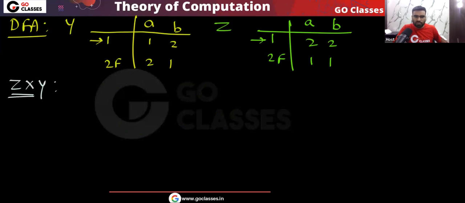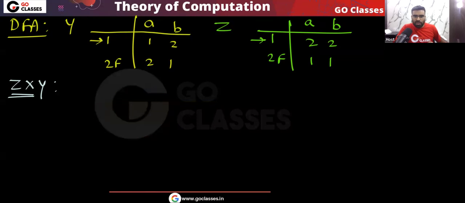Now we are creating Z cross Y. There will be a total of 4 states. What will be the initial state? Let me know. The states are ordered pairs of states of Z and Y. This will be the state Z1, comma Y1, and this will be the initial state. Do you agree with me? The initial state will be where both the automata are in their initial states.